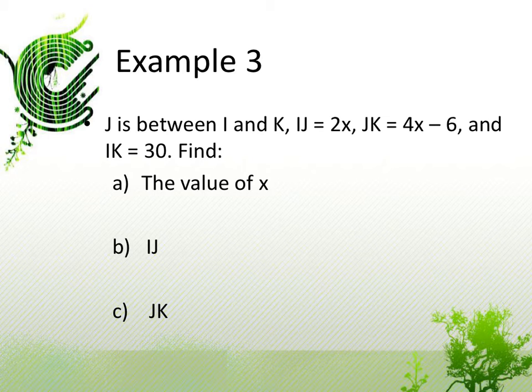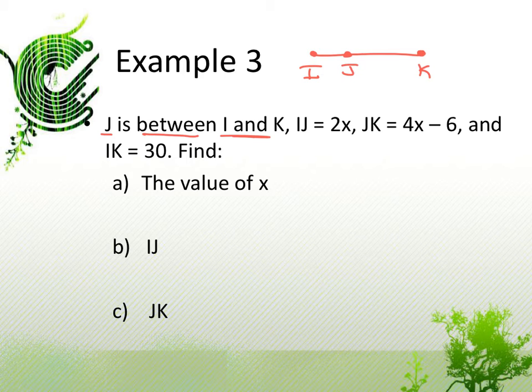So I'm going to go ahead and draw my segment. It says J is between points I and K. Draw a segment. My endpoints are I and K. And all it says is J is between. It doesn't say it's in the middle, just it's somewhere in between here. So I'll put J there.